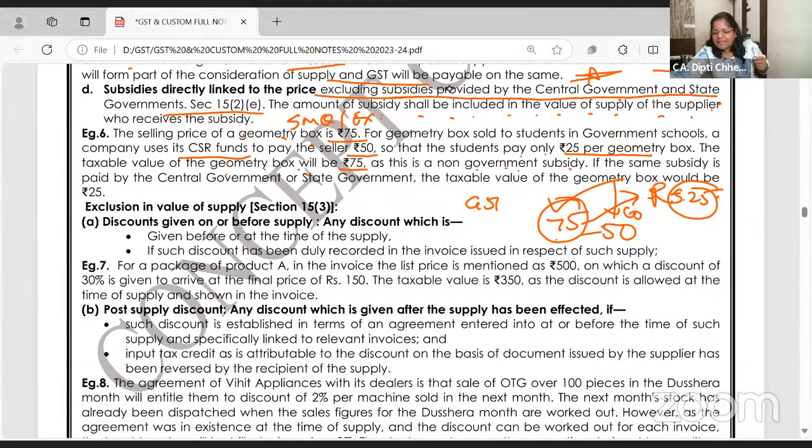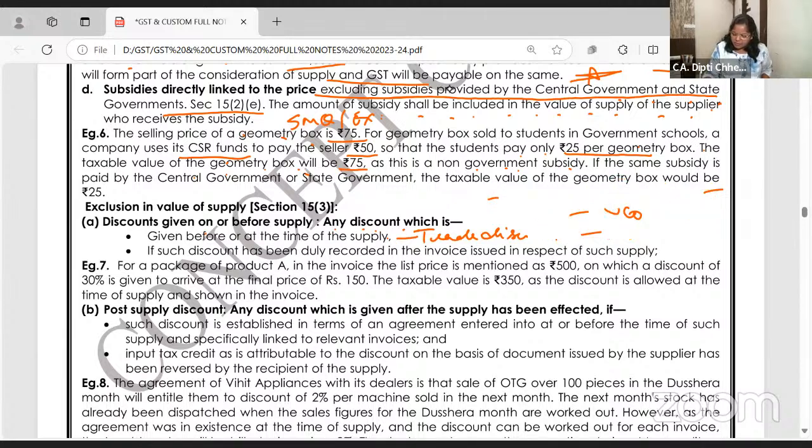And the last one is discount. Ma'am, when to subtract the discount and when not? I'll tell you. Discounts given on or before supply. Before I supply, discount is given. Can I call it in layman's terms trade discount? I want all of you to write here in your book, trade discount.